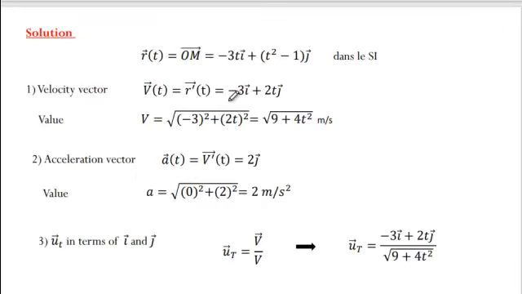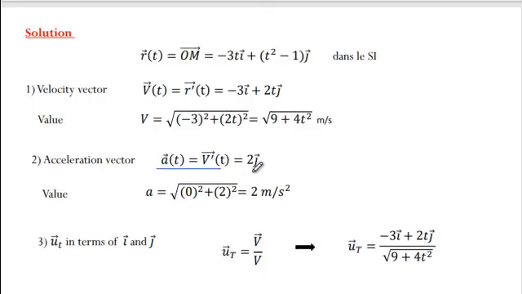So here the solution. We know that V vector equals R prime, so we take the derivative and we get minus 3i plus 2tj, and the question is also find the value, so V equals radical of (minus 3) square plus (2t) square, and then we'll have the value. The acceleration vector, A vector equals V prime, so it equals 2j, since the derivative of minus 3i becomes 0, and the value is equal to 2 meter per second square.